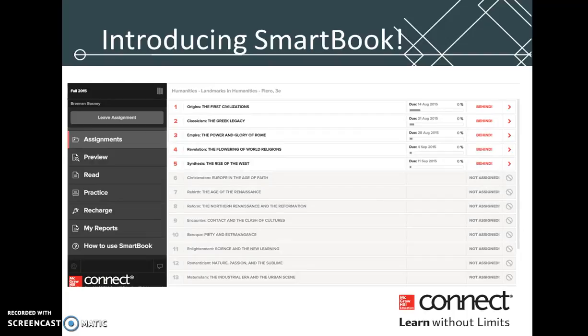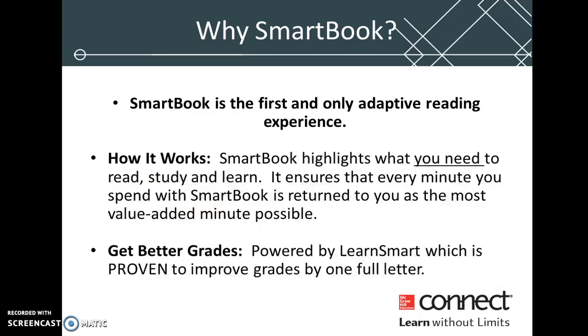I mentioned SmartBook earlier. SmartBook is a study tool designed by McGraw-Hill for student success. SmartBook highlights what you specifically need to read, what you need to study, and what you need to learn to ensure every minute you spend in SmartBook is returned to you as the most value added, or what we call the most high impact minute possible. So what does all of this mean?